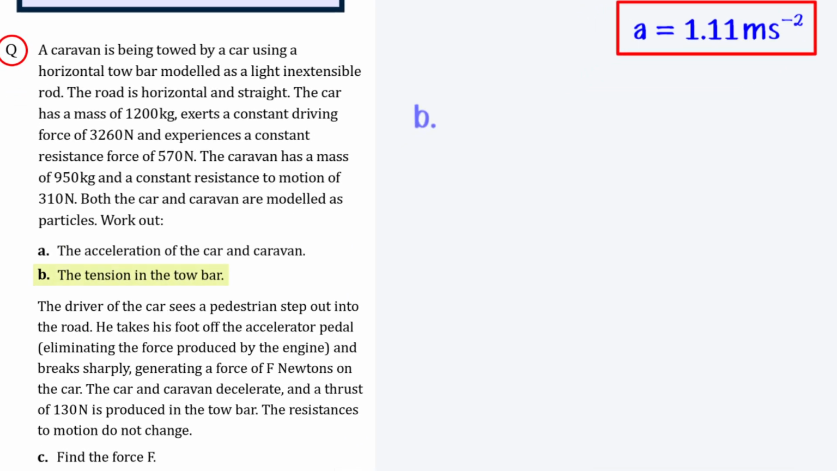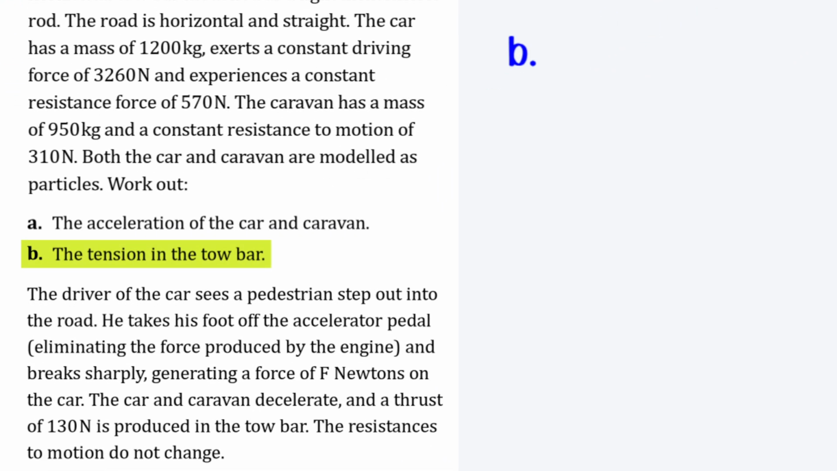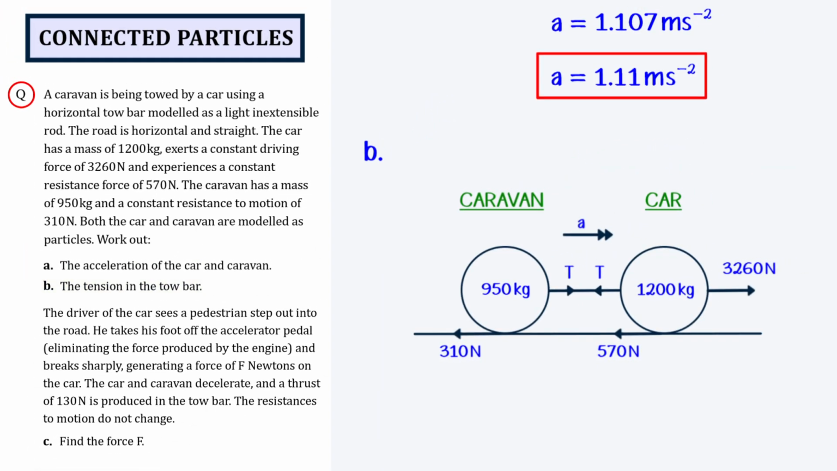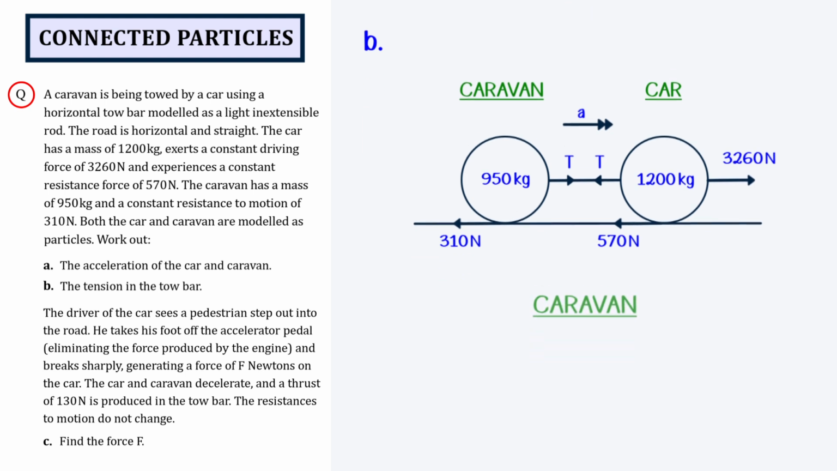For Part B, we need to find the tension in the tow bar. Well, because we've got all the forces acting on the car and caravan, and we've just found the acceleration in Part A, we should be able to work out the tension in the tow bar by considering either the car or the caravan. But because there are fewer forces acting on the caravan, let's consider the caravan.